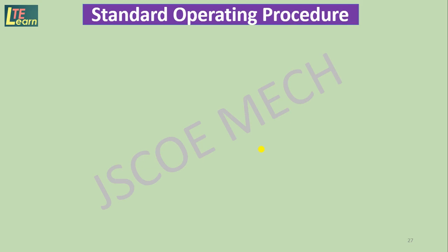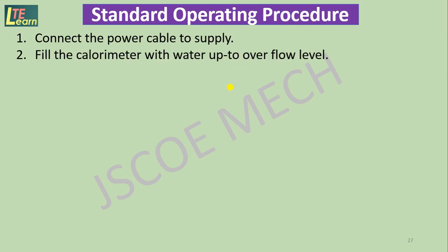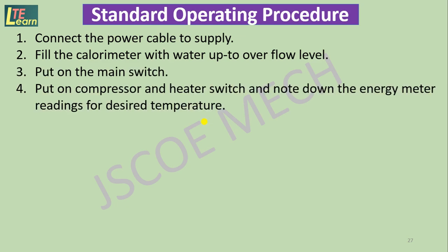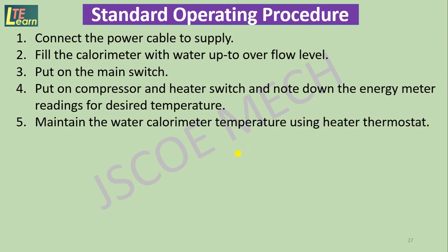Standard operating procedure: connect the power cable to supply, fill the calorimeter with water up to overflow level, put the main switch on, put on compressor and heater switch and note down the energy meter readings for the desired temperature. Maintain the water calorimeter temperature steady by using heater thermostat adjustment. Record the readings with a time interval of 5 minutes.